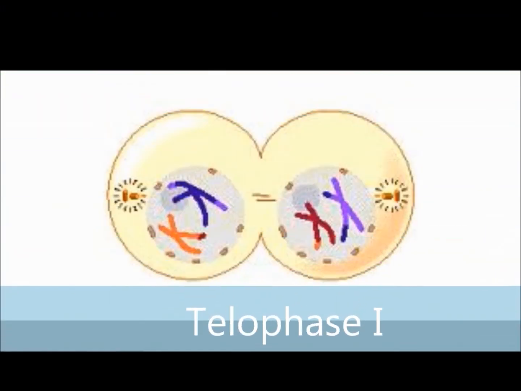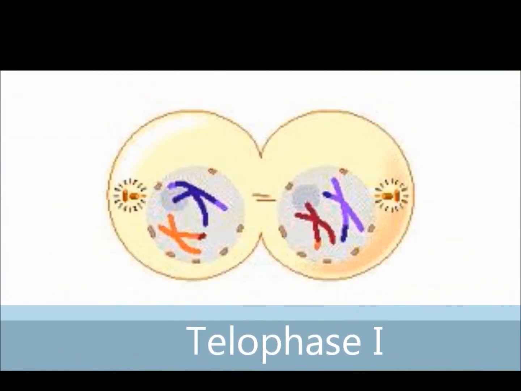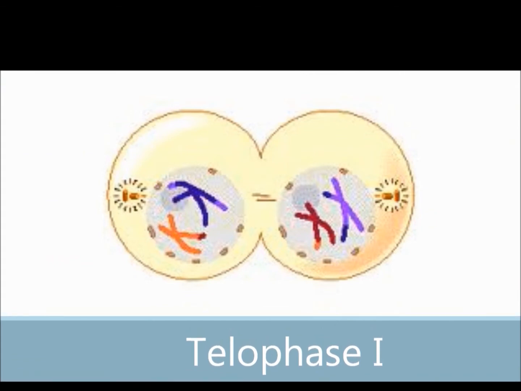The fifth step of meiosis is telophase. During telophase, chromosomes arrive at the poles of the cell. Each chromosome consists of two chromatids. Then cytokinesis occurs and two haploid daughter cells are formed.